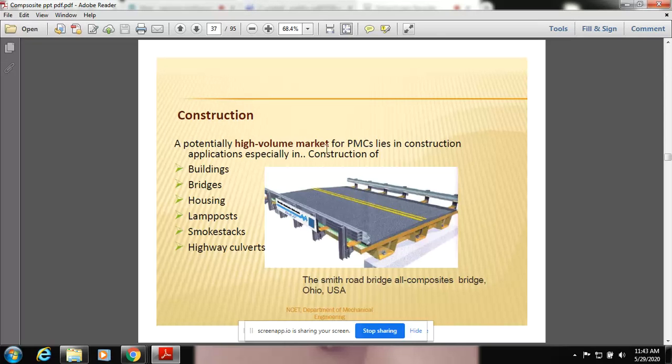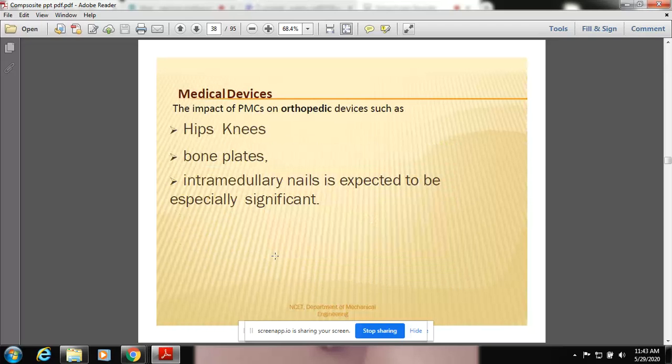Potentially high volume market of PMC lies, right? You can use it for buildings, bridges, household, smokestacks, highway culverts, right? And one more thing, you can also use this PMC for medical applications.